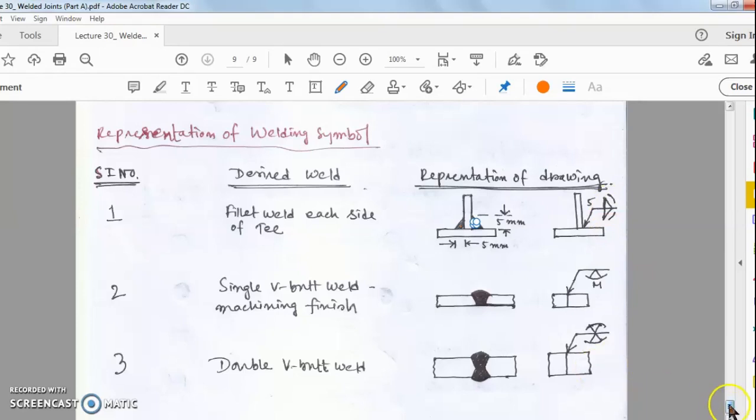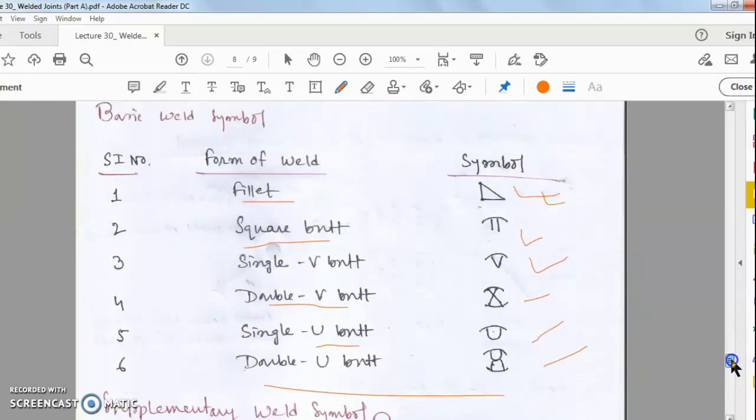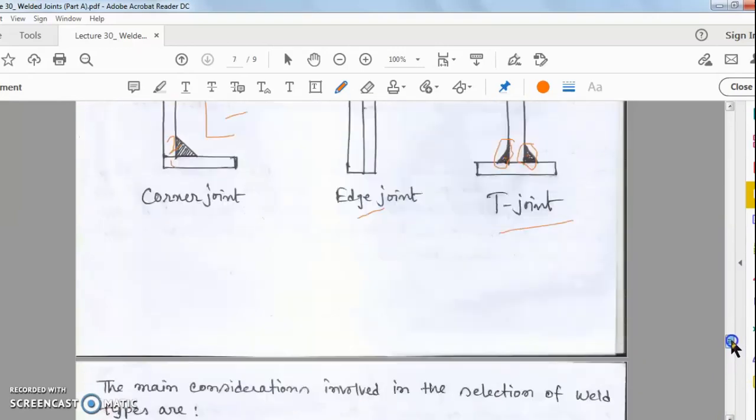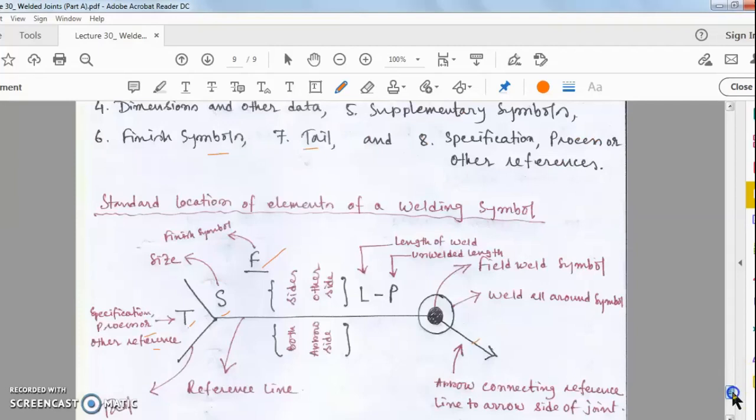Next you can see the single V-butt weld with machining finish. Okay, this is the single V-butt weld, and symbolically you can represent it like this. This is the arrow sign, and this particular thing means it is a machining finish. You have already seen that machining finish means machine finished, so this symbol has to be incorporated here.